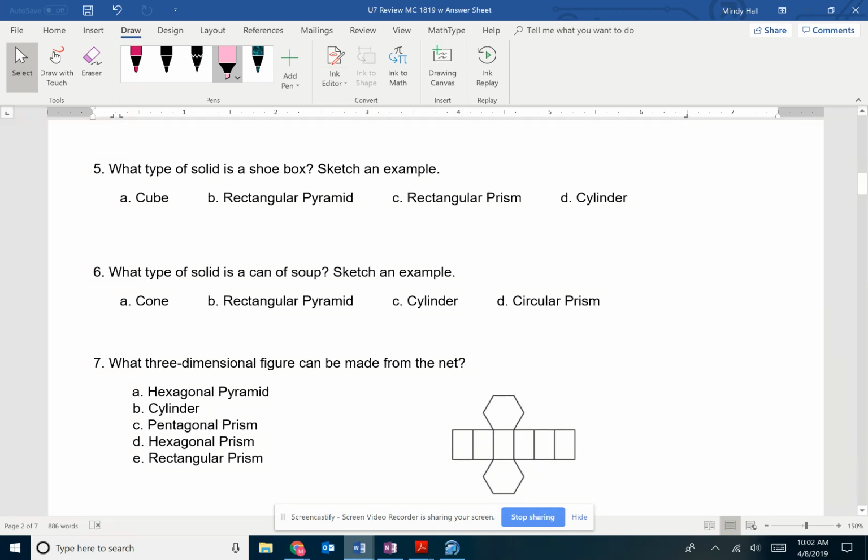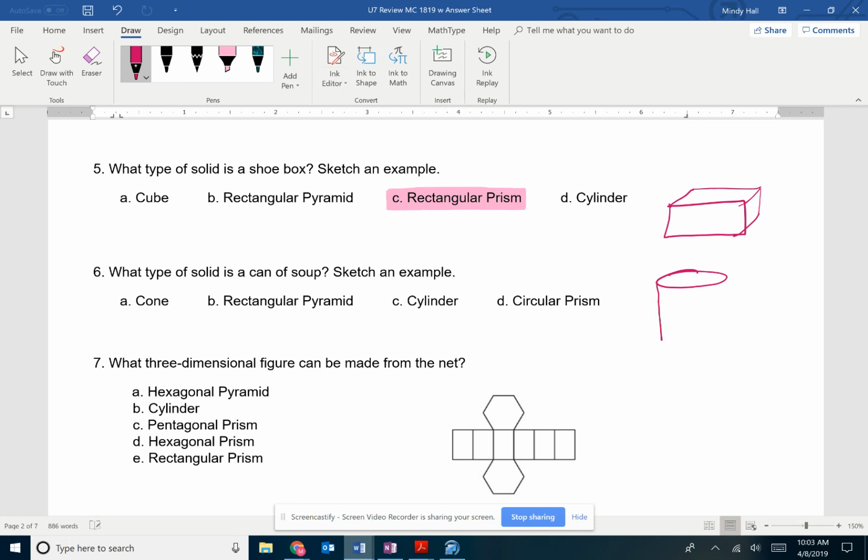So then what type of solid is a shoebox? Well, if you think about it, a shoebox looks something like that, which is not perfect, obviously, but that would be a rectangular prism. Remember, prisms have 2 bases, and even though it may or may not be sitting on the base, it still needs to have those 2. So then a can of soup. Most of you have probably seen cans of soup, I would hope, but it would look like this. And then that would be a cylinder because it is a prism that has 2 circular bases.